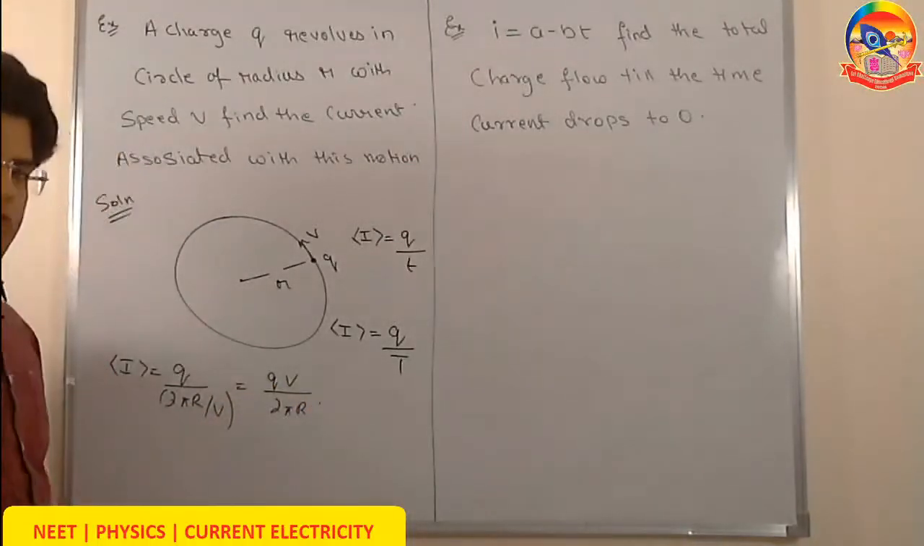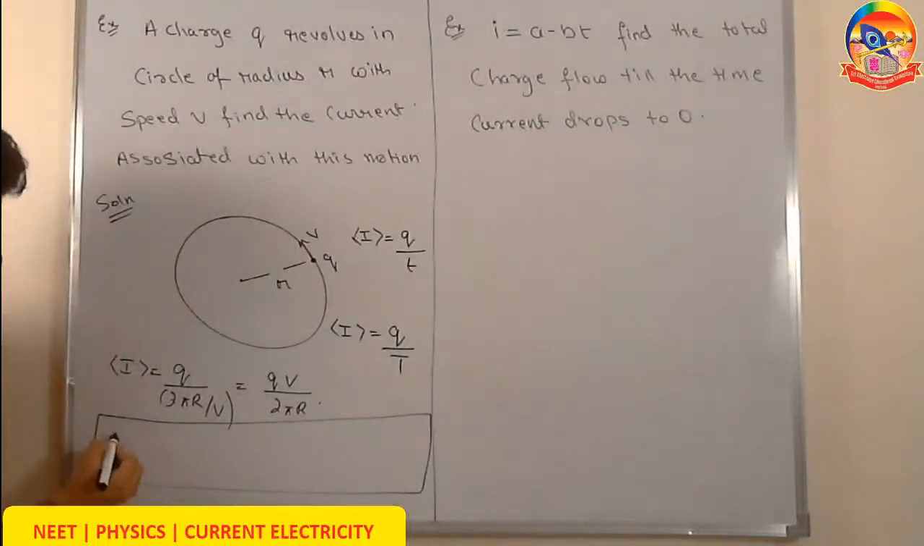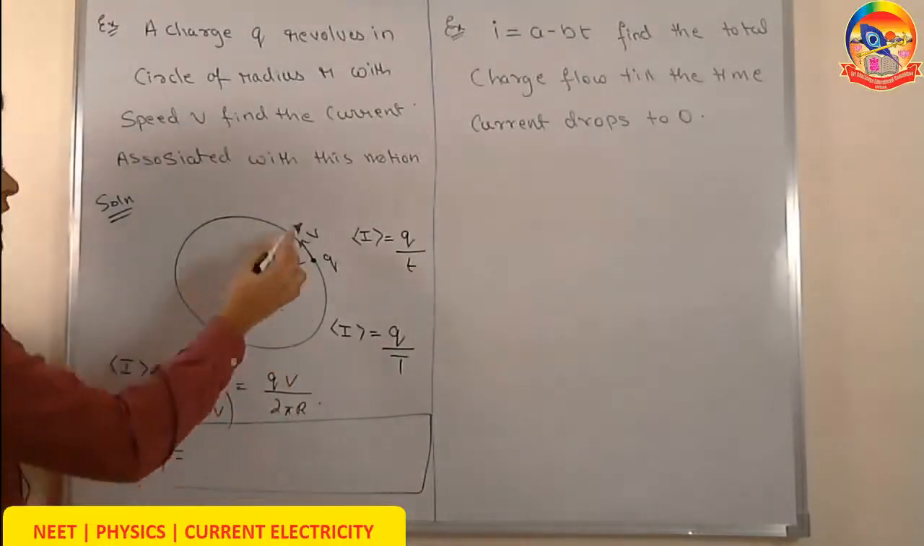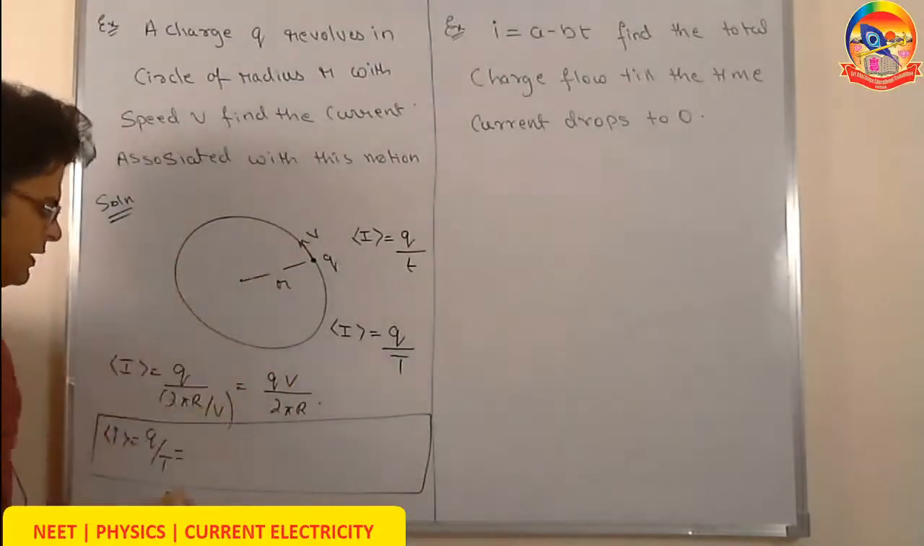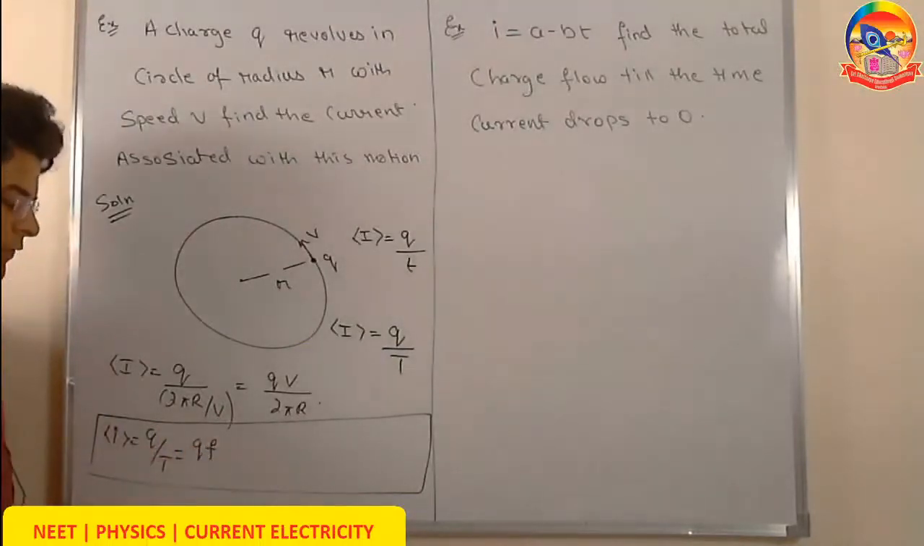But there are many more ways to write this same thing. Let's start writing them. You can write the average current as q by T. If the charged particle rotates with a frequency f, we know that frequency and time period are reciprocal. It can also be written as qf.